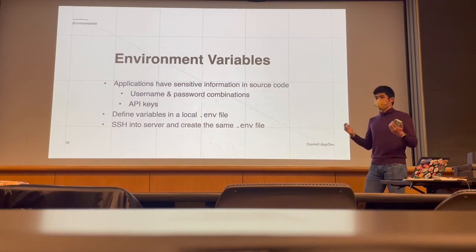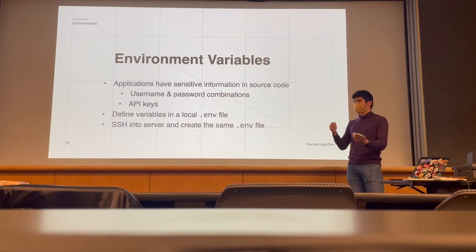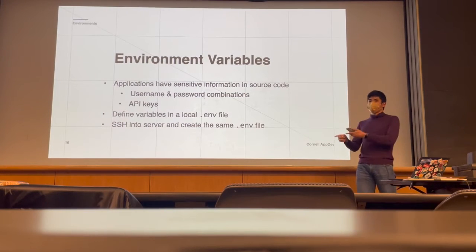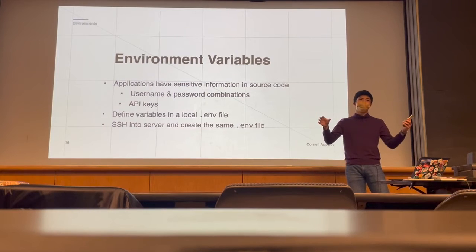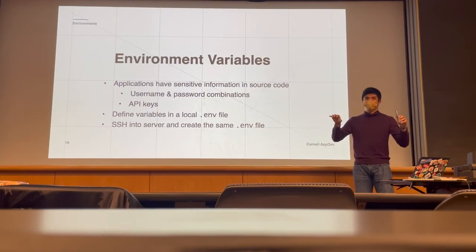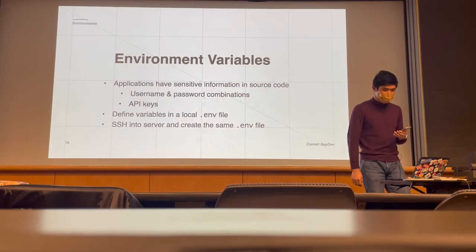Environment variables are usually stored in a file called .env, and just because you don't want it on GitHub or anything on the internet, you would log into your server and make that same env file. That way, it's actually never on the cloud. It's always on your computer or on the server's computer. Okay.